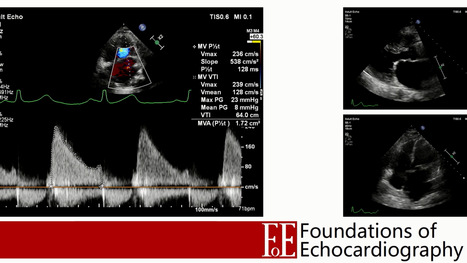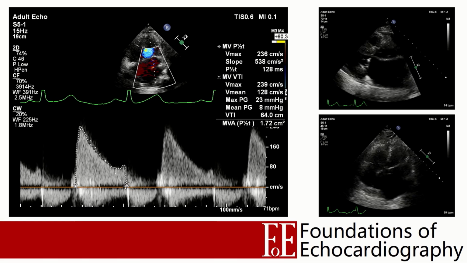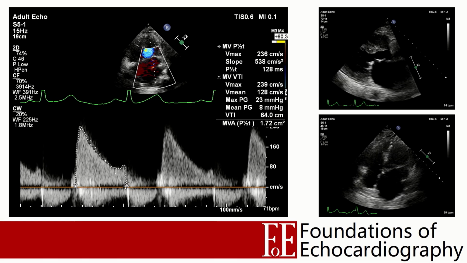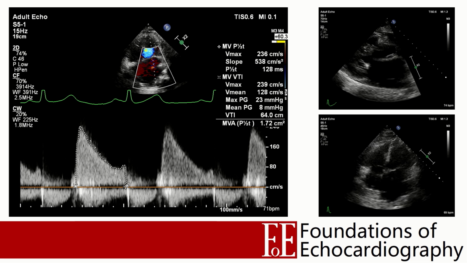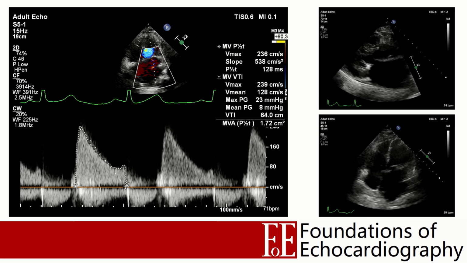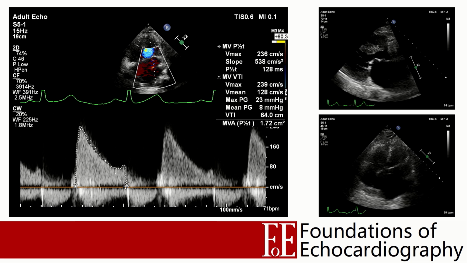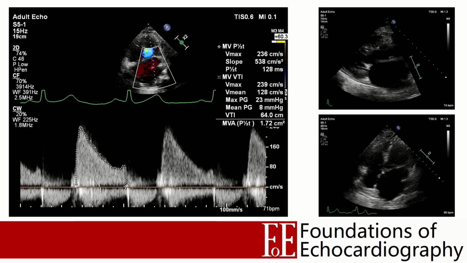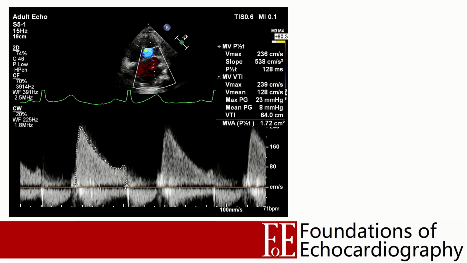This is the trace obtained from a gentleman with rheumatic mitral valve disease. He has only mild MR, and the dominant lesion here is mitral stenosis. We can see in this trace a very high initial velocity across the valve of almost 2.5 meters per second, so his left atrial pressure must be significantly elevated.